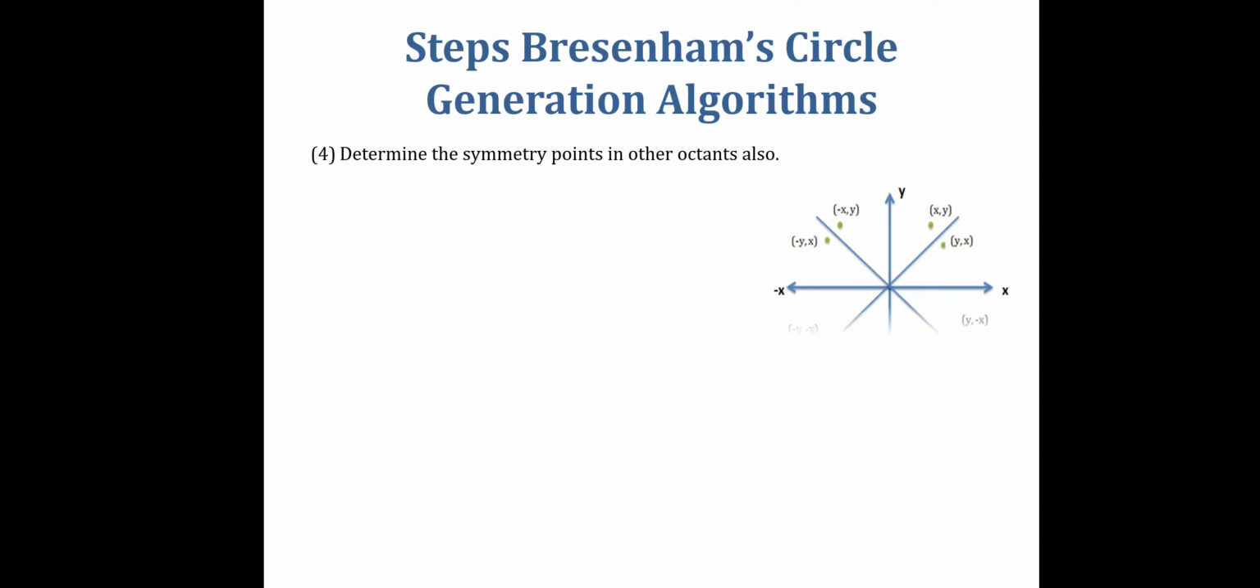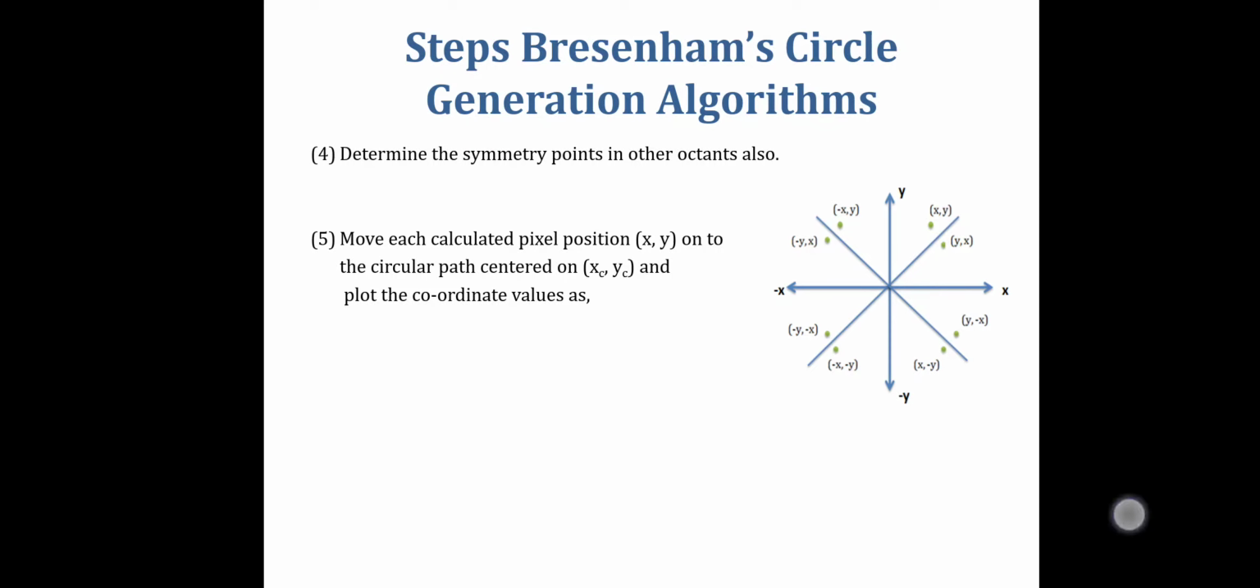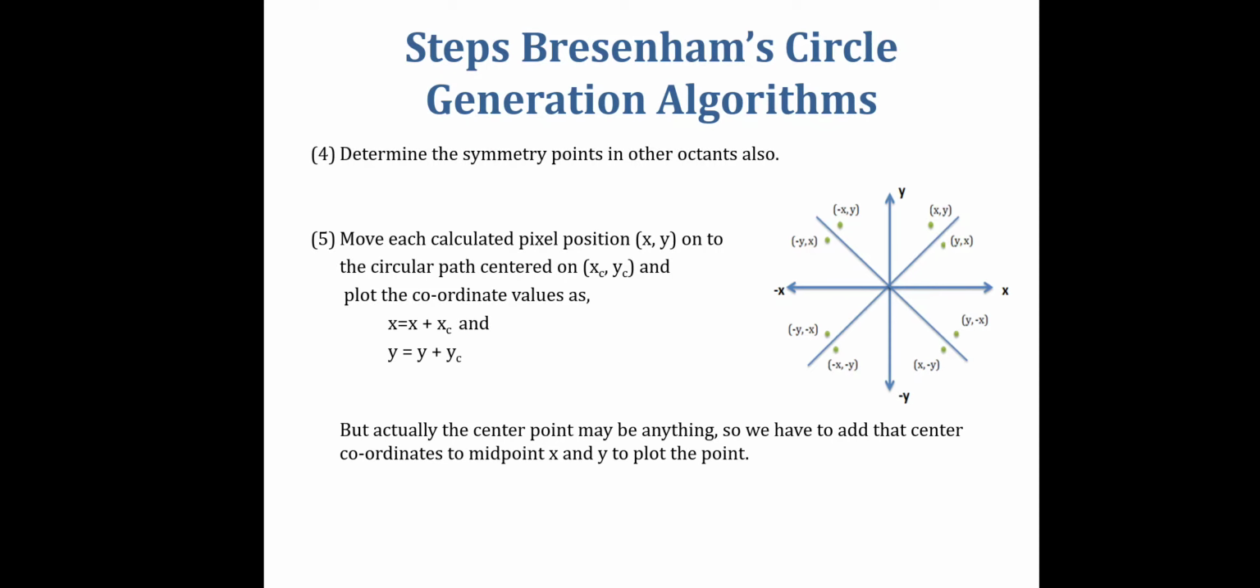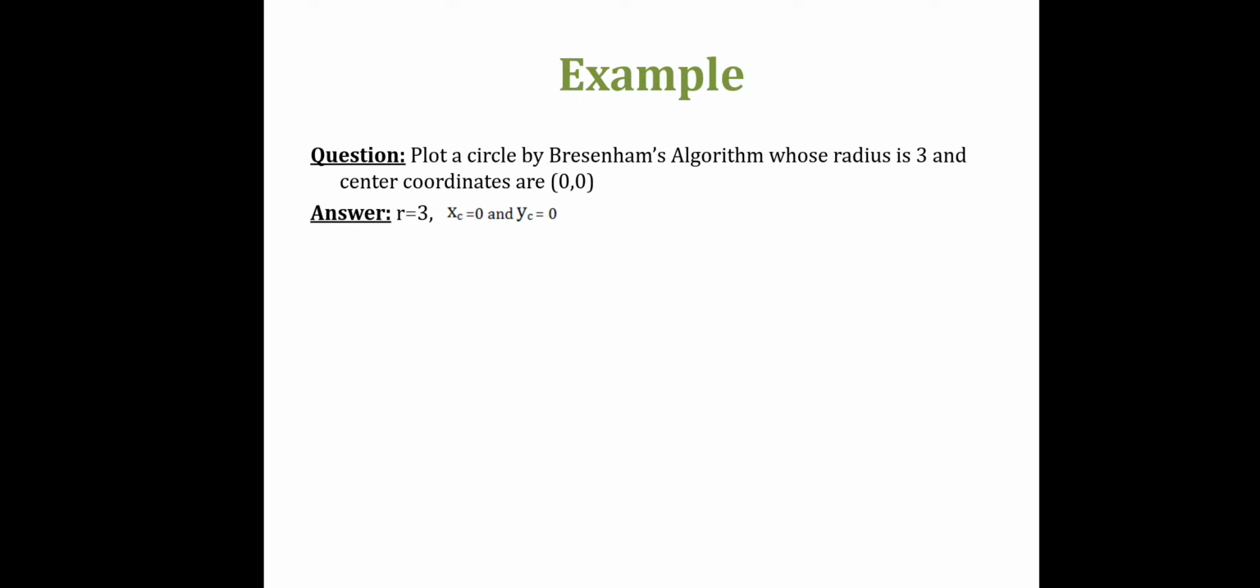The next point is that you have to update each and every pixel by using the octant symmetry property, so you can replicate that pixel. In this way you have to replicate that pixel, and then you are always moving x = x + xc and y = y + yc. Here the center point may be anything, so we have to add that center coordinate to the midpoint x and y to plot the next point. How? You can see here the example that we have to plot a circle. It should be not a midpoint, not a Bresenham's.